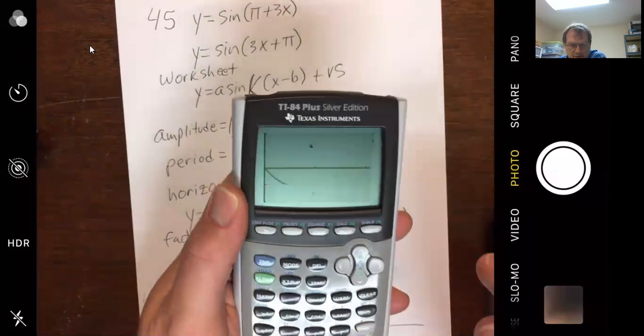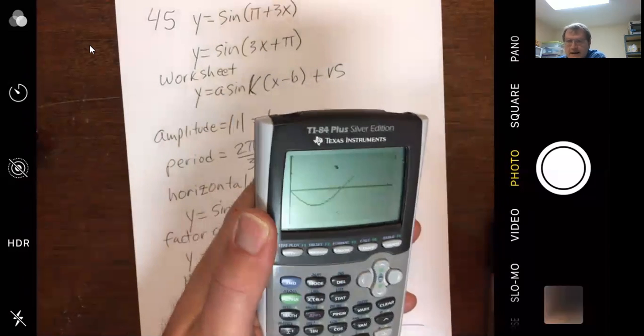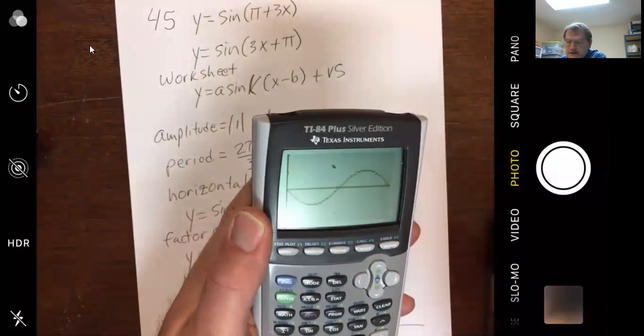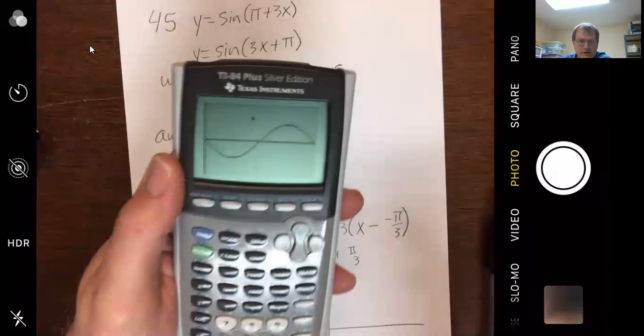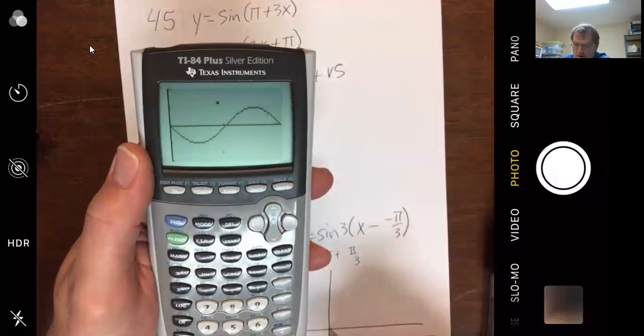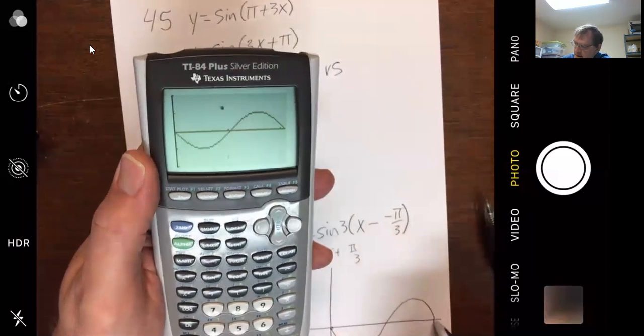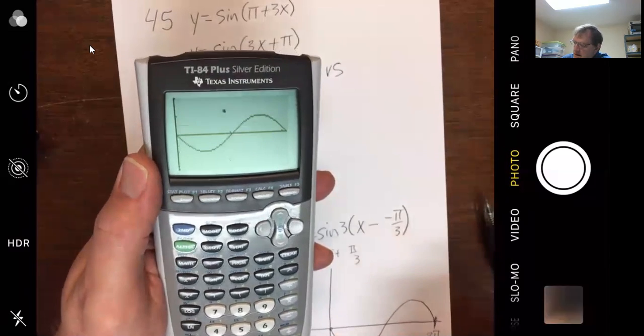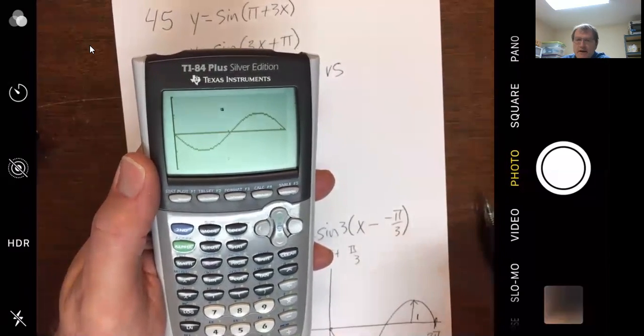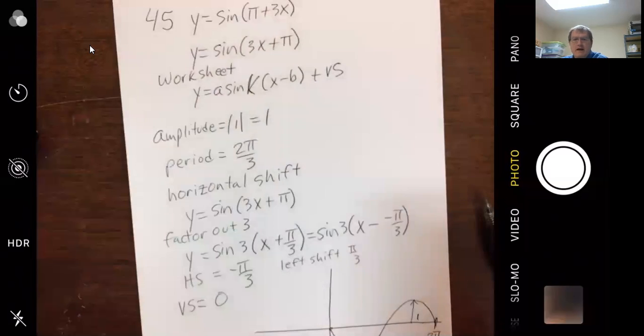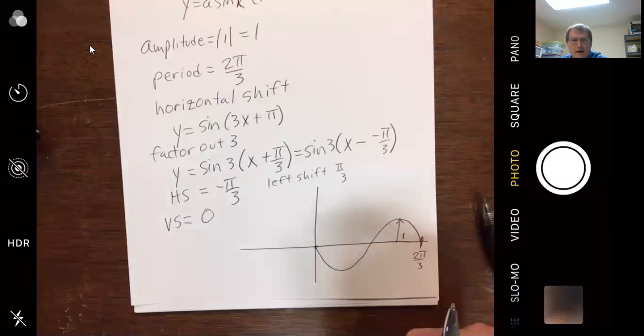Graph. So this has been shifted. All right, so starting here, doing this. That should be 2 pi over 3. Amplitude is 1. And the horizontal shift is negative pi over 3.